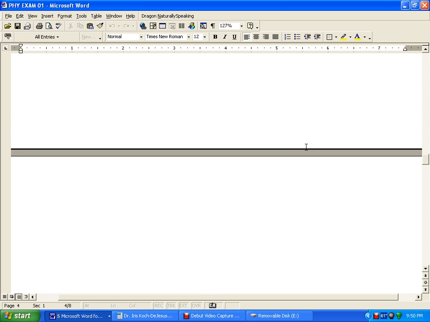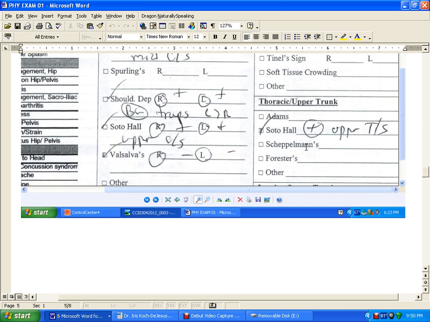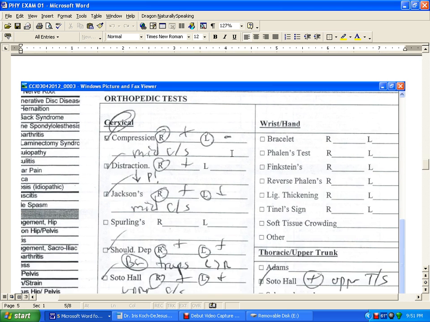Okay, this is the recommendations. That we'll do at the end. We'll get back to it later. Alright, let me see. Okay, this is the page with the orthopedic tests.